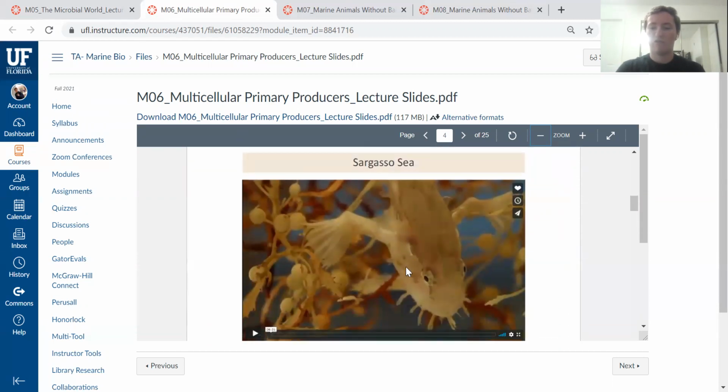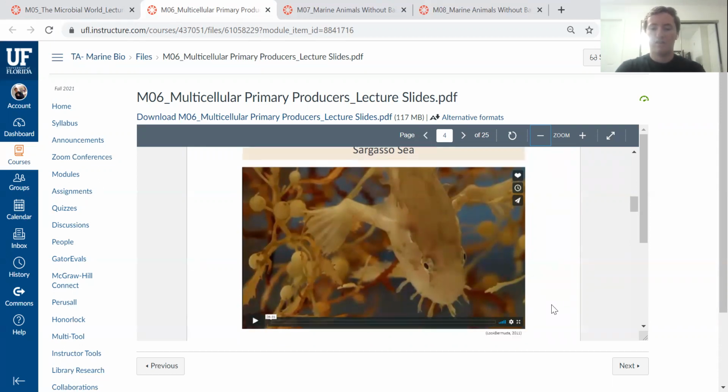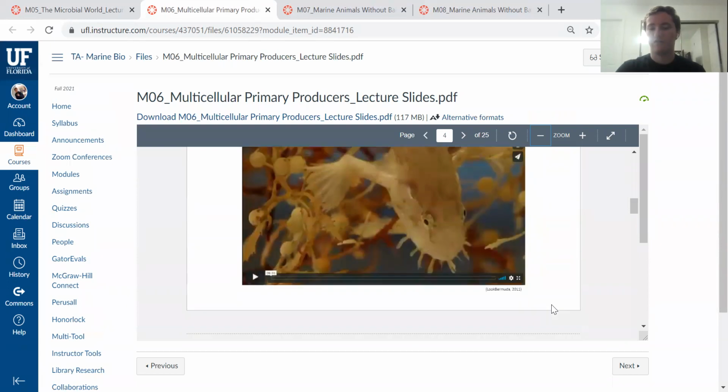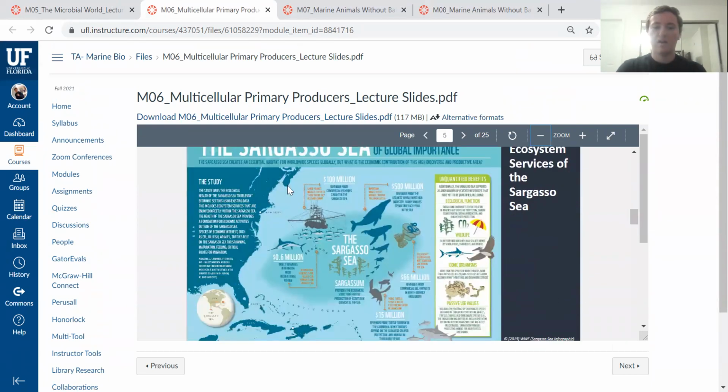I definitely recommend rewatching the Sargassum Sea video for the exam. I feel like it'll give you a good overview of exactly why it's important and really connect with you, just kind of understanding that, yeah, this macroalgae is very, very important for oceanic functions. Same thing with this chart. This gives you a very good overview of it in case there's a question on the Sargassum Sea. This chart will give you a lot of the ecosystem services and the ecological significance of the Sargassum Sea.